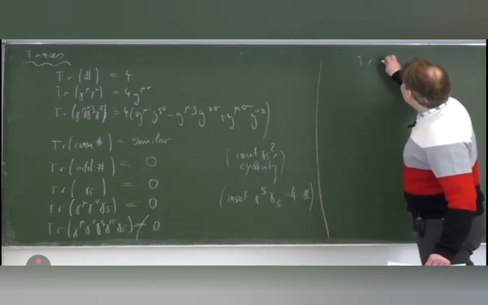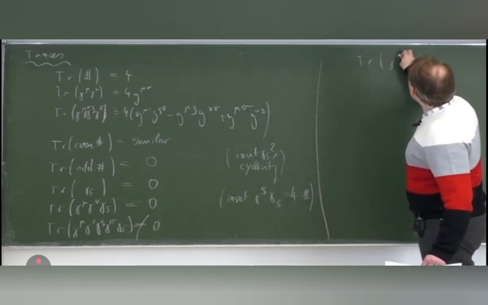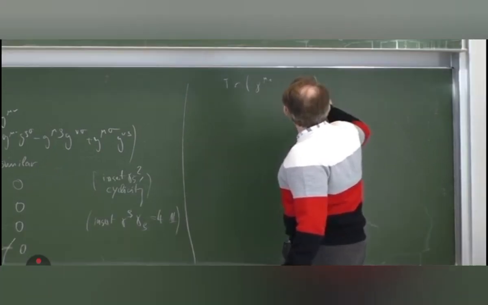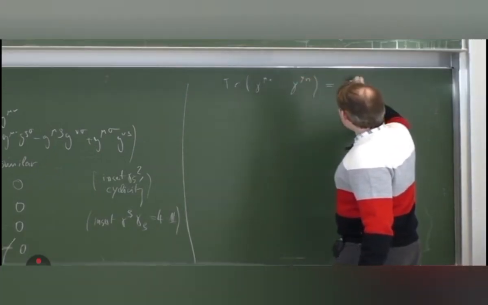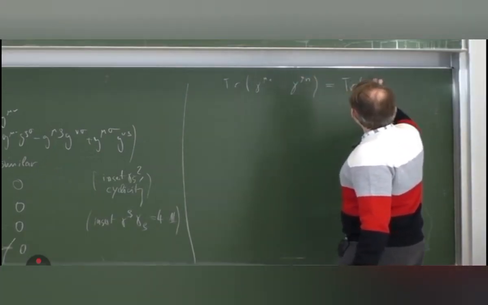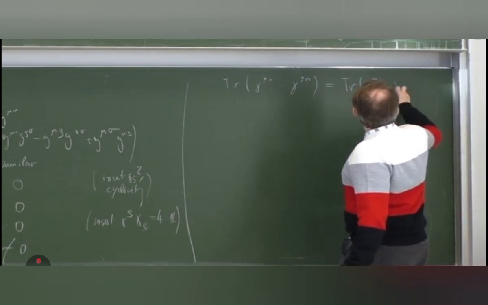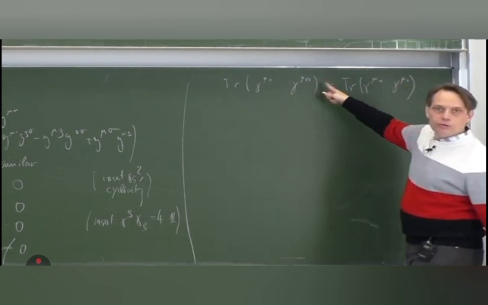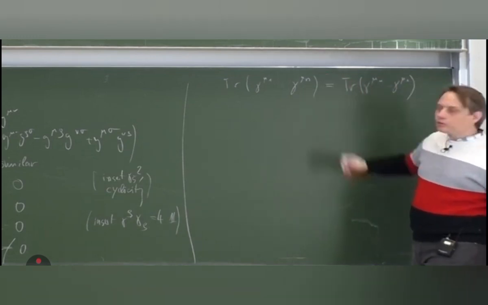And then a last remark: the trace of gamma mu 1 through gamma mu n is equal to the trace of gamma mu n through gamma mu 1. So the order is simply completely reversed.